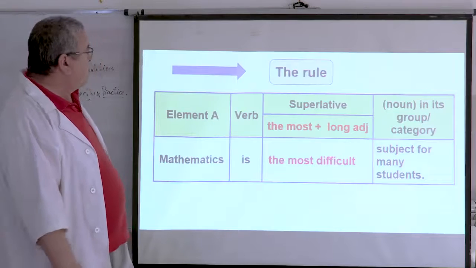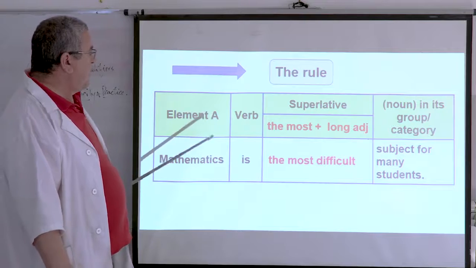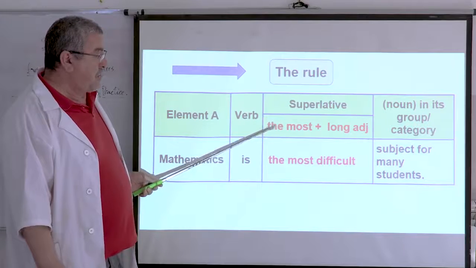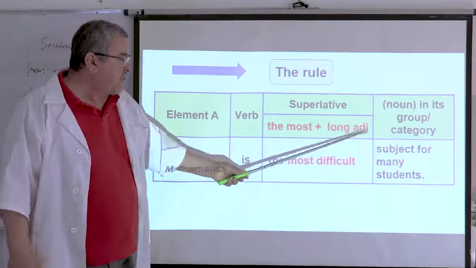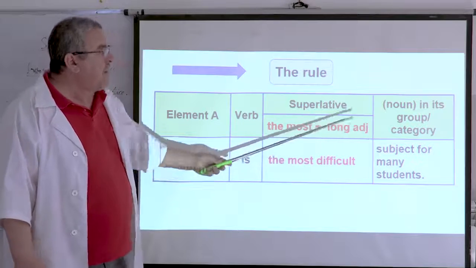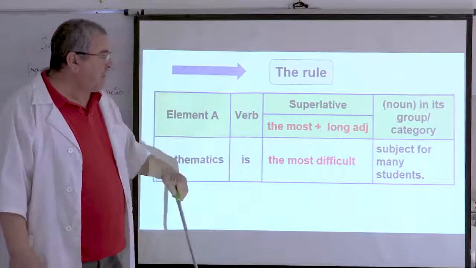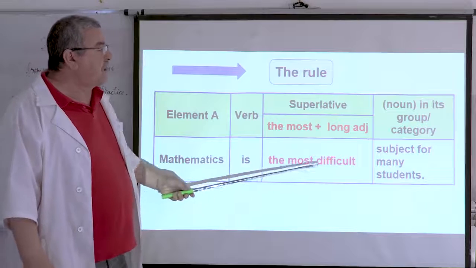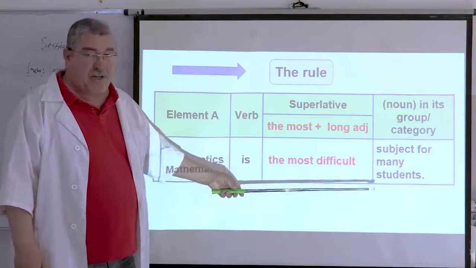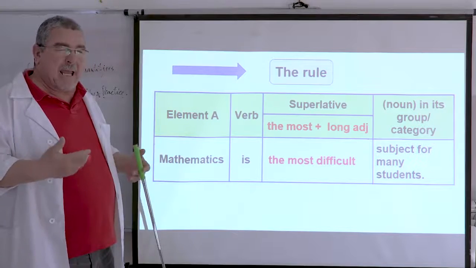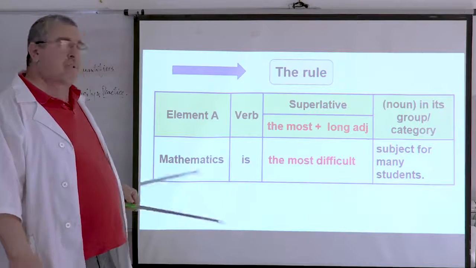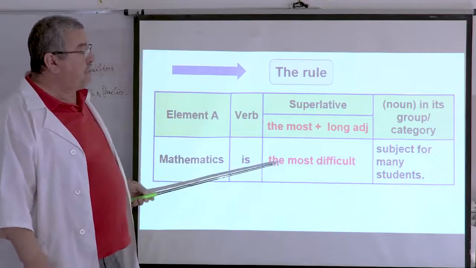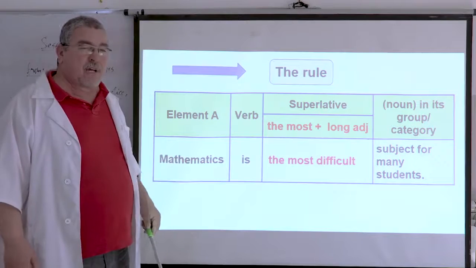Let's move to the rule now. Element A, verb, superlative, which is the most, plus long adjective. Remember, we're talking about long adjectives here. Now, in each group or category. An example, mathematics is the most difficult subject for many students. You know, a lot of students complain about mathematics. They all say that mathematics is difficult and so. So, mathematics is the most difficult subject for many students.